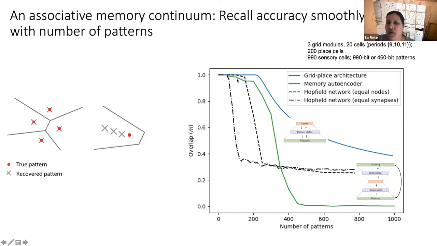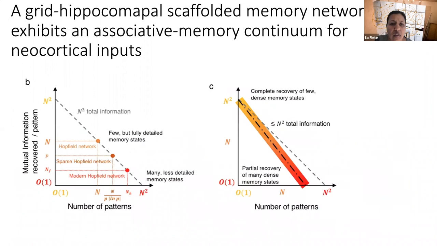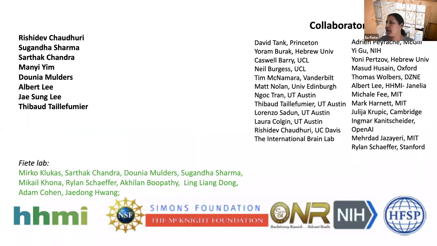As long as the number of patterns presented is smaller than the number of place cells, which is in this case about 400, you get perfect recall of the patterns, just like a conventional Hopfield network. But as you push more patterns into the network than the number of cells, the content of recall decays smoothly across the number of patterns, unlike conventional Hopfield networks, which show a catastrophic memory cliff. So that's the end, and thank you so much for your attention. In the end, we've demonstrated that it is possible, using hippocampal-cortical inspired architectures, to build an associative memory continuum. Thanks once again for your attention.